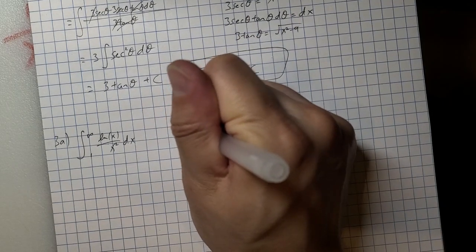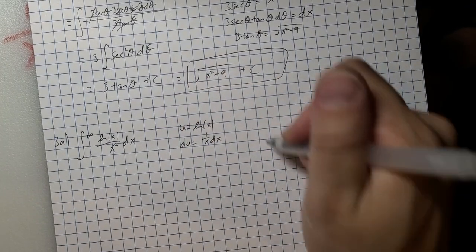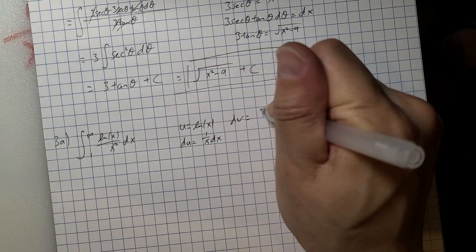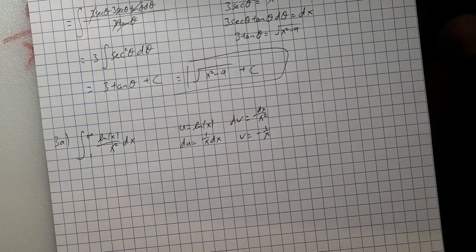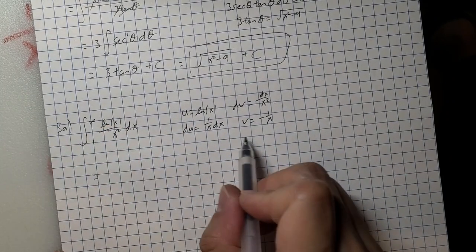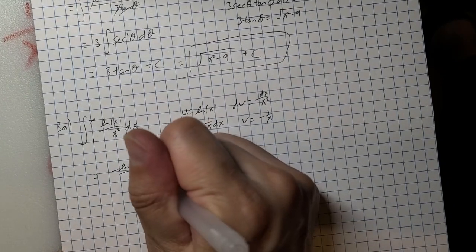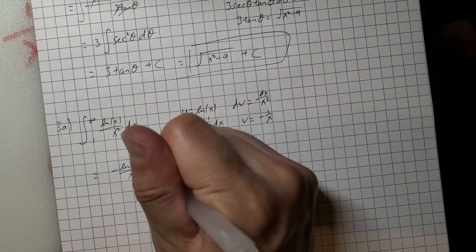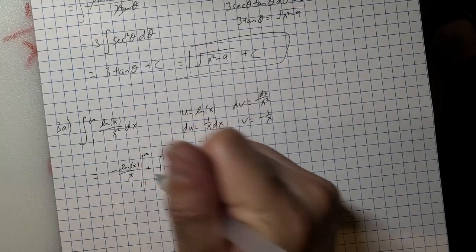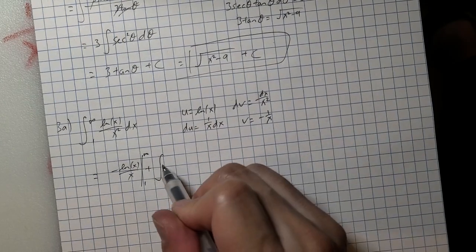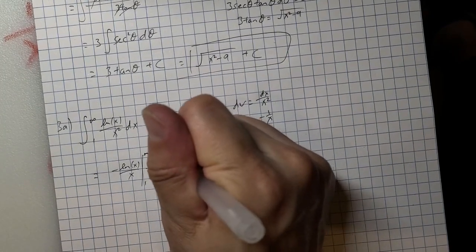So let's try that. u would be ln of x. du is 1 over x dx. dv is whatever's remaining, so dx over x squared. So v is minus 1 over x. Integration by parts says uv minus the integral of v du, so minus ln of x over x, that's uv, evaluated from 1 to infinity, we're just going to keep that until the end, minus the integral of v du. It'll be plus, because of this minus sign and this minus sign, so it becomes plus the integral of 1 over x squared dx from 1 to infinity.